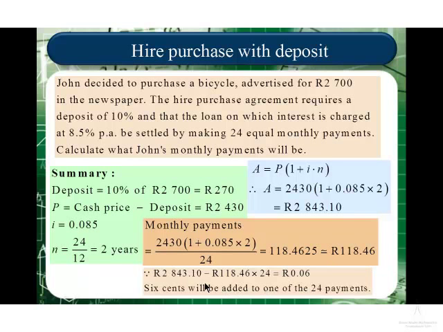Why is that? Well, let's have a look and see, because if we take this 118 Rand and 46 cents times 24 and you subtract that from what is owed over the loan period, then we're left with 6 cents in this particular case, and this can be paid or added to any one of the 24 payments to settle this particular loan in full.